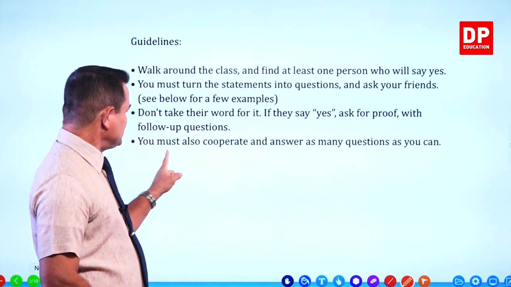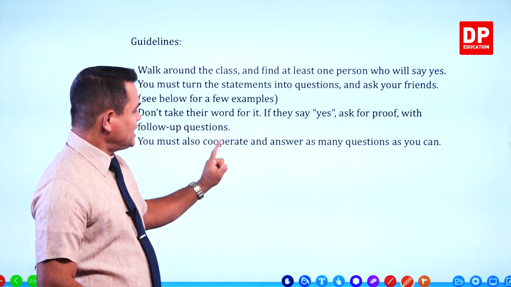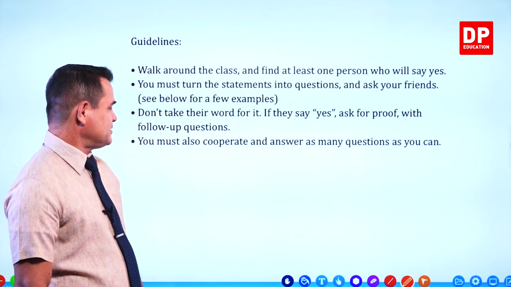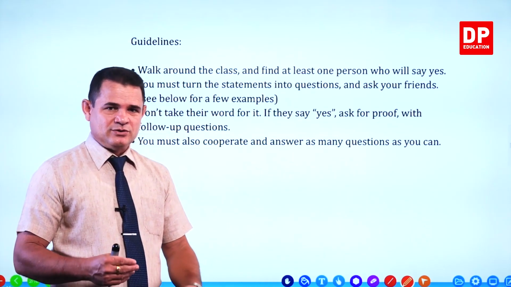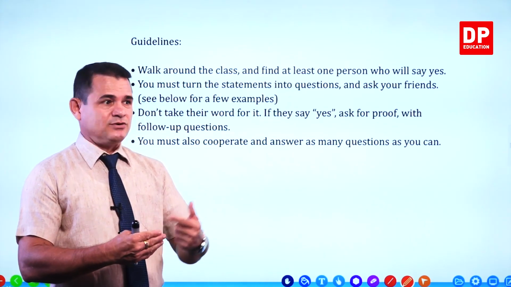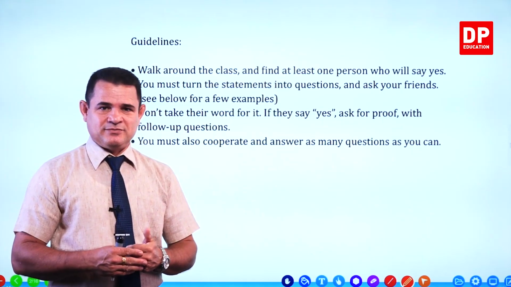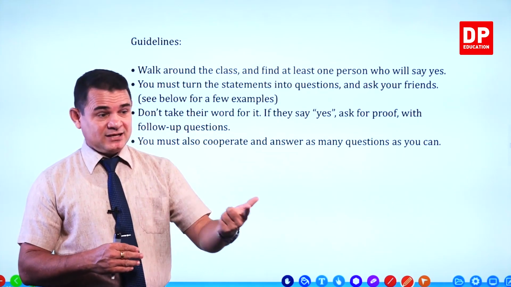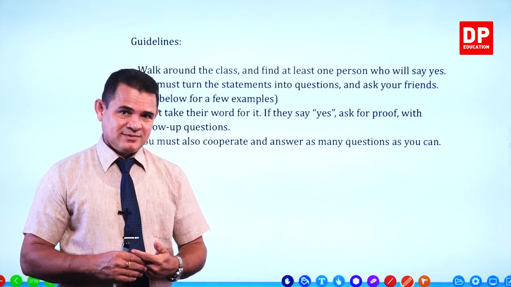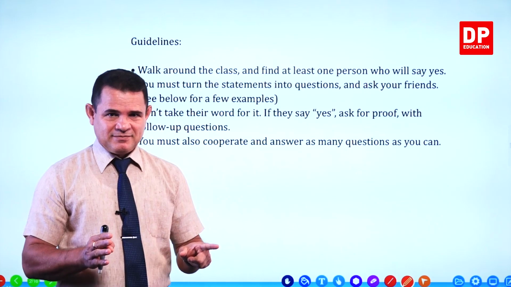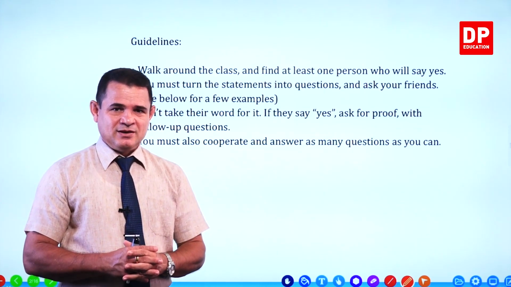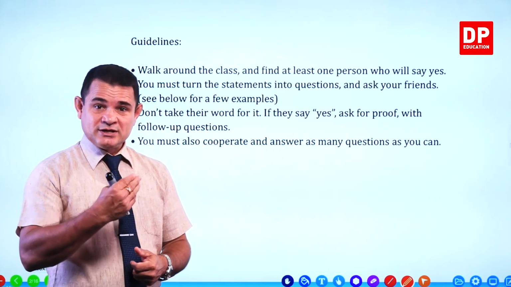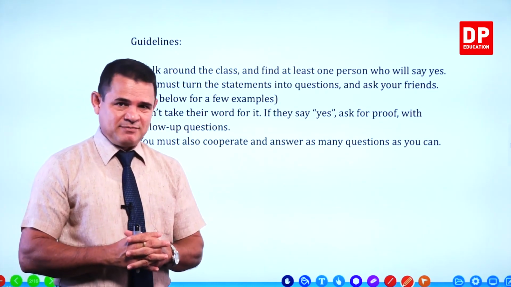And you must also cooperate and answer as many questions as you can. When you ask questions, your friends also might ask questions from you. So you expect answers from them and they expect answers from you. Then it is a game. ඔයා ප්‍රශ්න අහනකොට අනිත් අයත් ඔයාගෙන් ප්‍රශ්න අහයි. ඒවට උත්තර නොදී ඔයා විතරක් ප්‍රශ්න අහන්න යන්න එපා.